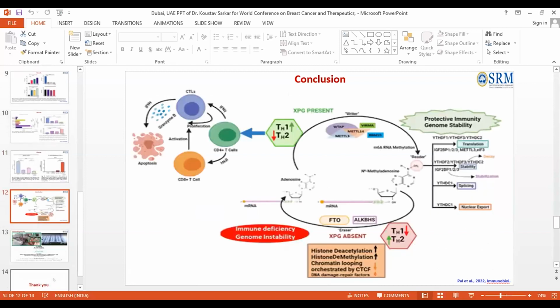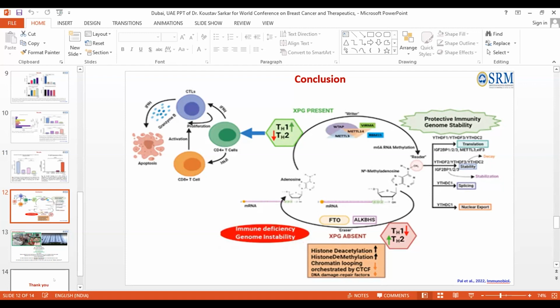So overall, the studies showed, in this pictorial representation, that if XPG is present, then TH1ness is increased, and TH2ness, TH17ness and T-regness are decreased. That triggers the TH1 cells to release IFN gamma, which will trigger the CTL to generate cytotoxic T lymphocytes, which will kill the breast cancer cells. At the same time, we have observed that the presence of XPG gives us tumor protective immunity. In the case of XPG absence, it causes immune deficiency and genomic instability via decreasing T helper 1ness, while T helper 2ness, TH17ness and T-regness are highly upregulated.